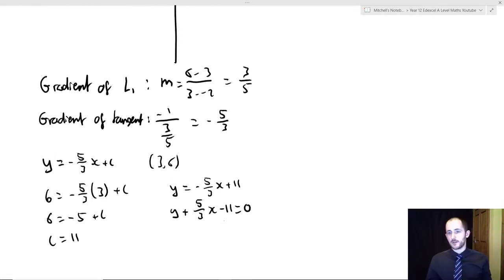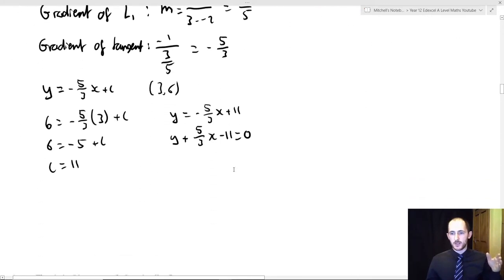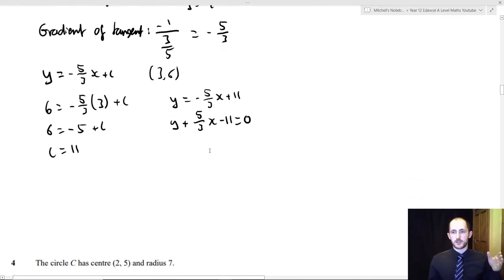I'm not done though, because if you notice, a, b and c are integers, and this is actually where I see most students lose marks in questions similar to this, but it happens in all kinds of questions. They don't read what a, b and c should be, right? And again, in other questions, they don't read the question fully. If they have to be integers, currently this is a fraction, so I need to times the whole thing by 3. So my actual answer is 3y plus 5x minus 33 equals 0.